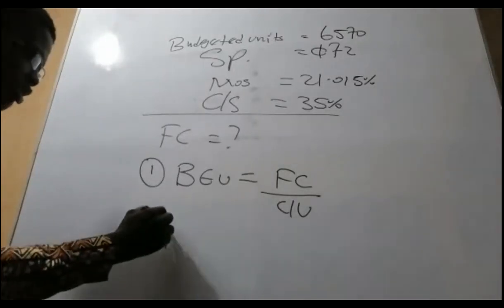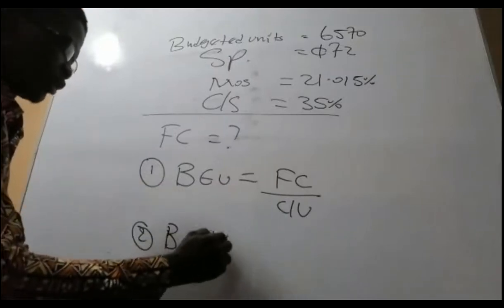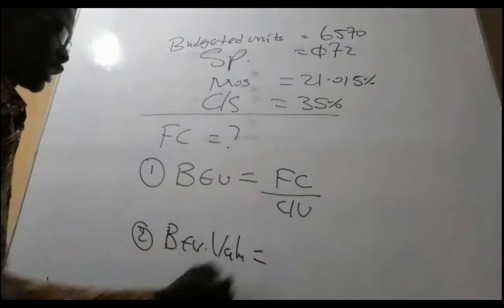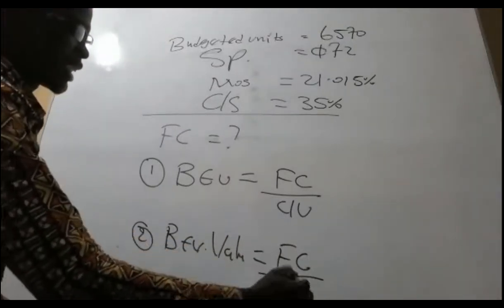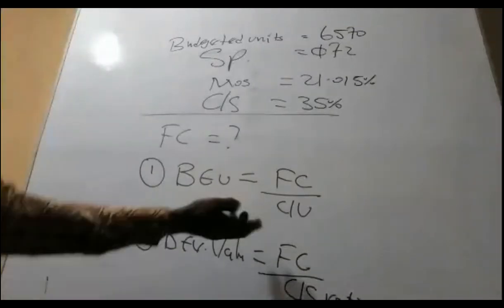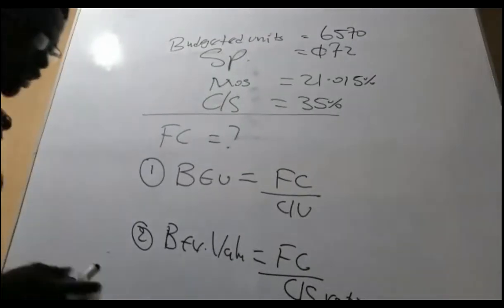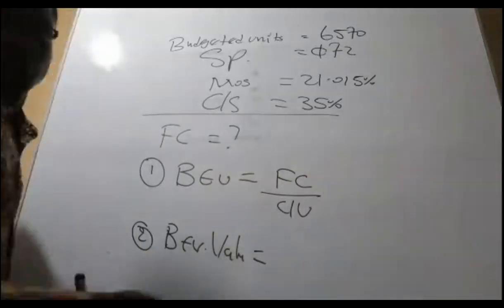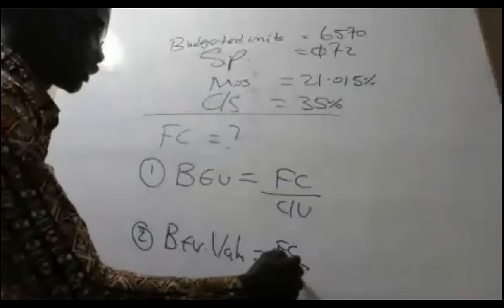So, break-even value is equal to what? Fixed cost divided by the CS ratio. Any of these approaches, you get the answer, correct. So first, let me write it on top of it: fixed cost divided by CS ratio.